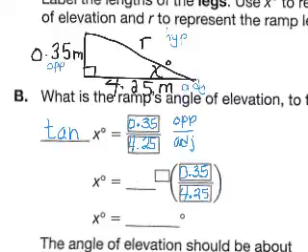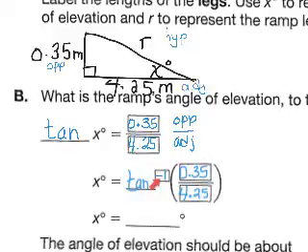And so we're going to use inverse tan, so tan negative 1, remember that means inverse, to solve this. So on your calculator, you're going to punch in second function tan, because that's what that negative 1 means. It opens up a bracket for you. You're going to type in 0.35, divide by 4.25, close the bracket, and then you're going to hit equals.